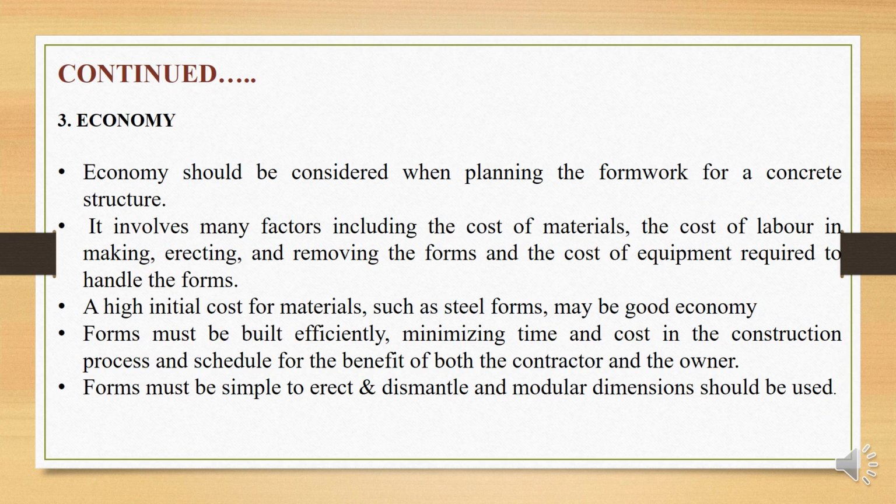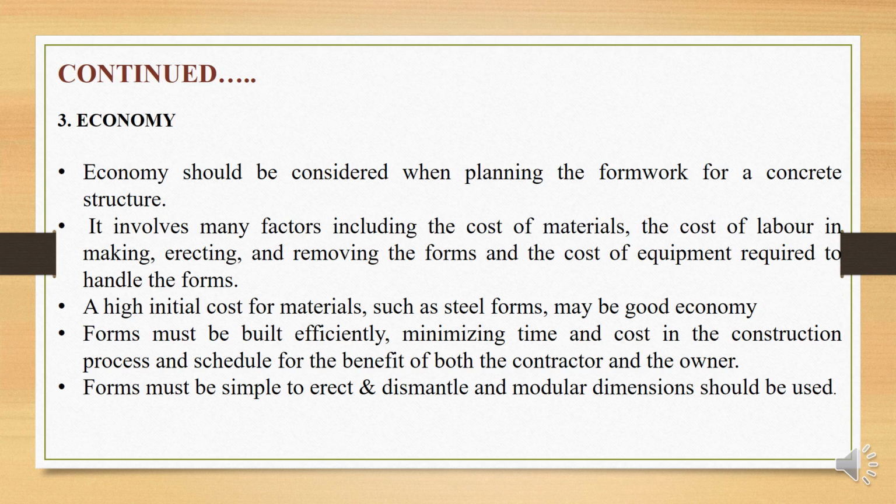Next one is economy. The main materials of reinforced concrete work are concrete, reinforcement, and formwork. So the total cost can be approximately distributed among the three items. Economy should be considered when planning the formwork for a concrete structure. It involves many factors including the cost of materials, the cost of labor in making, erecting, and removing the forms, and the cost of equipment required to handle the forms. A high initial cost for materials such as steel forms may be good economy because of the greater number of uses that can be obtained from the steel.